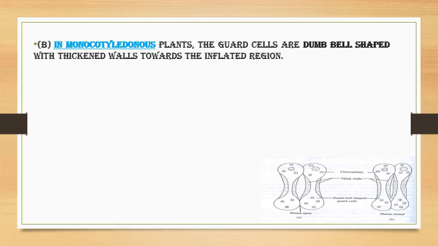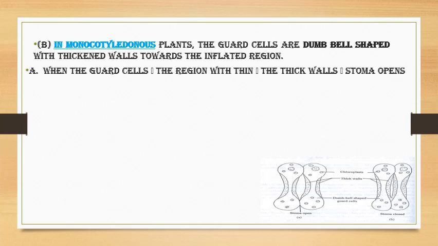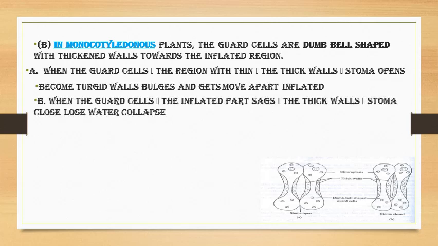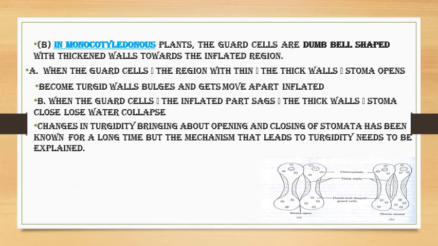In monocots, the guard cells are dumbbell shaped. You can see this in the figure. When the guard cells with thin and thick wall regions become turgid, the thin walls bulge and get moved apart, inflated, and the stoma opens. When the guard cells lose water, the inflated parts collapse, the thick walls come together, and the stoma closes.